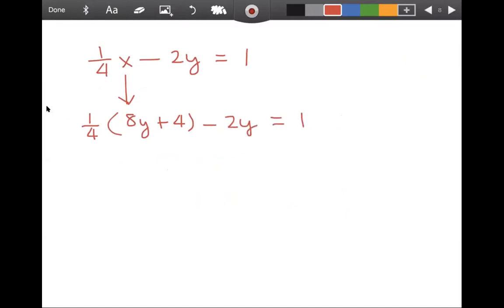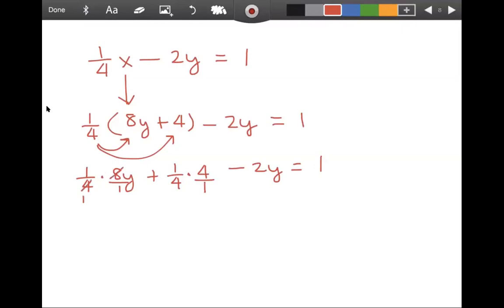Now distributing this 1/4, I know fractions are not everybody's favorite thing, but this will work out nice. 1/4 times 8y, 1/4 times 4, and then all this stuff stays the same. If I put a 1 underneath here and 1 underneath here, 4 and 8 have a common factor 4. 4 divided by 4 is 1. 8 divided by 4 is 2. So this becomes 2y. These 4's just cancel out and leave me 1.